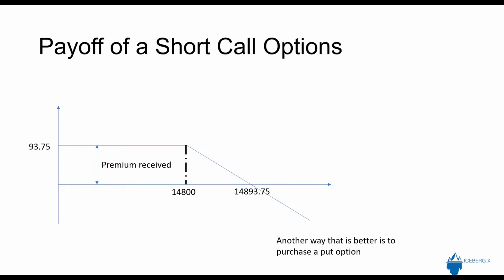So pay off a short call. If you are selling options, you're receiving premium. So let's say you're selling a call at 14,800, the premium that you get is 93 ticks. So as long as the market stays around that range, you probably will get your premium. But imagine if the market starts to hit the other way, your loss potential is going to be very great. So that's why you really need to be careful whenever you are doing a naked short.